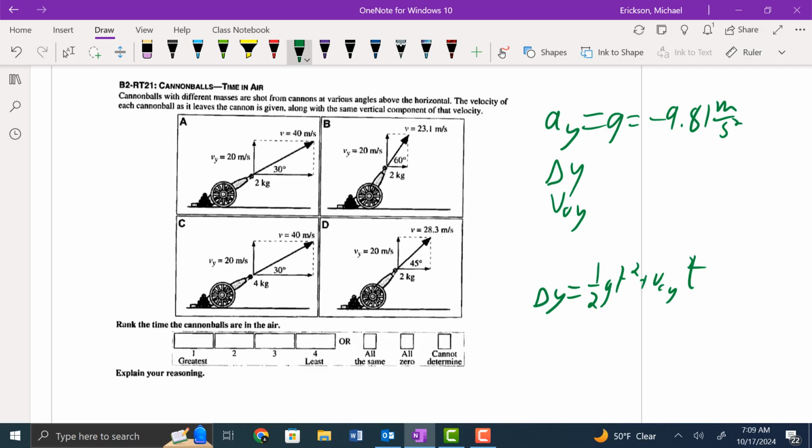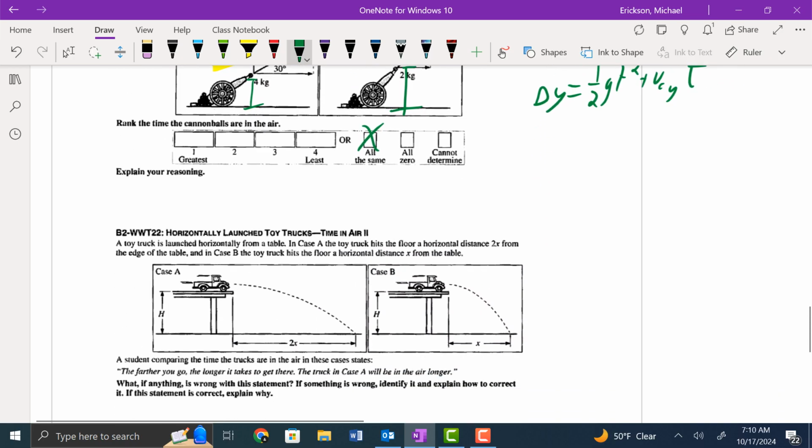Now I know these cannonballs are probably released at different heights of the cannon. Let's just assume they're at the same height. Our v naught y's, if I look at it, they all look the same as well. So I'm going to assume that they're all going to be in the air for the same amount of time. If you're going to say maybe this height is different, I'd understand that. You could say that, and that means the angle of the cannon is basically what's going to determine it. I'm going to assume that is not the case, though, so I'm going to say all the same. They're all the same height.